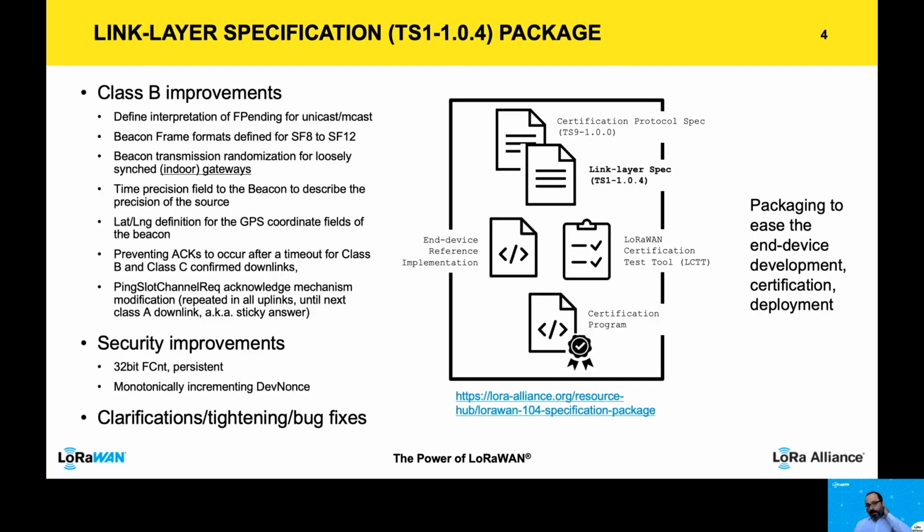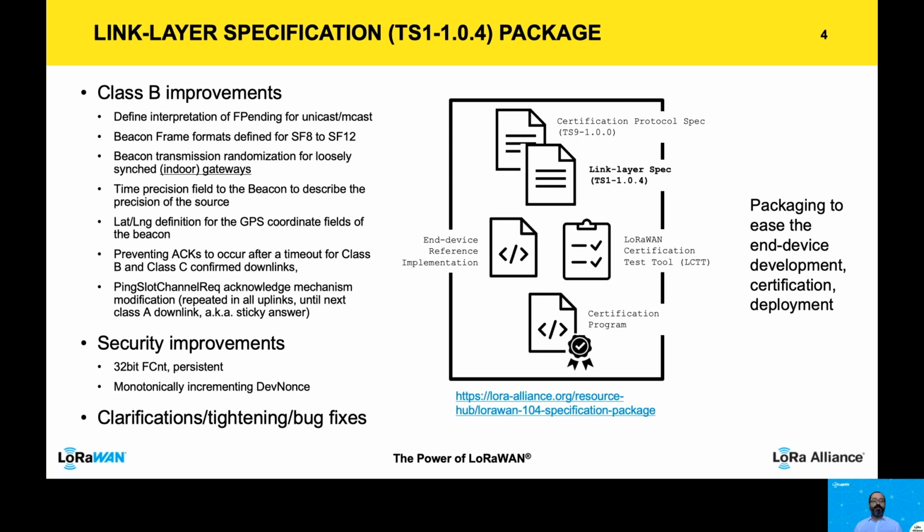If we look at what we have done in the past year, here are the most notable publications. The link layer specification version 1.0.4. This is the latest version of the 1.0 family. It comes with numerous improvements, and most importantly, Class B improvements, which now can allow indoor gateways to participate in Class B as well, despite not being inside the coverage of GPS satellites.